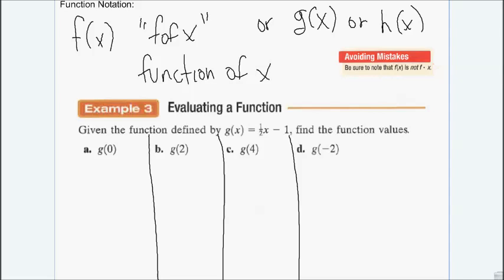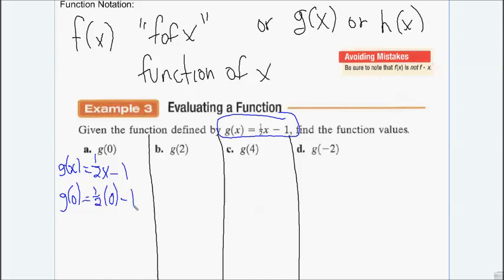You take whatever's here in this parenthesis. So since g of x is equal to 1/2 x minus 1, which I got right here. Okay. G of 0, I take x out and I put 0 in. So that's 1/2 of 0 minus 1. Half of 0 is 0. 0 minus 1 is -1.